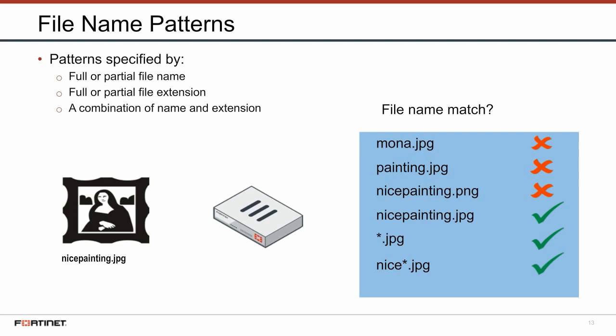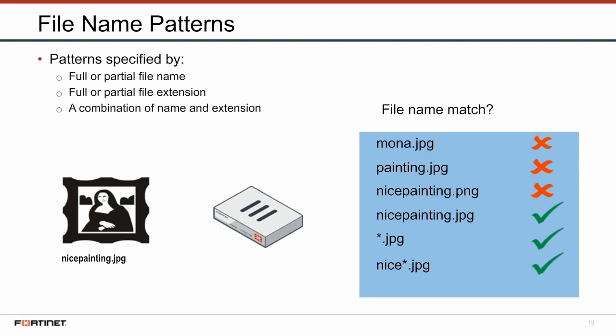For example, browsers often rename downloads or duplicate file names to prevent accidentally overwriting an existing different, yet identically named file. For example, they would add a number before the file extension. Likewise, Windows renames copies of files so that they start with "copy of." So you should use a name pattern such as nice*.jpg, not the exact file name, nicepainting.jpg. The example on this slide shows which filters would match the file name and which filters wouldn't.